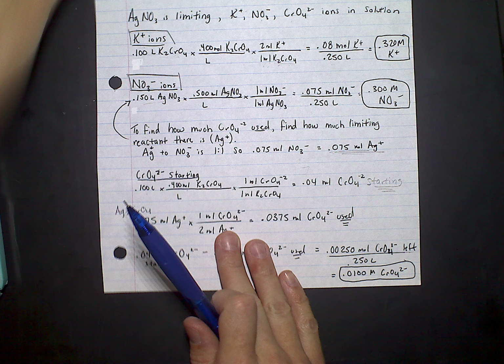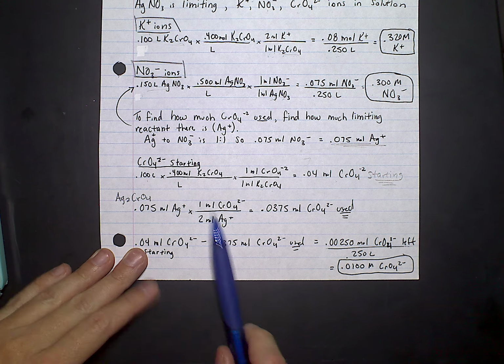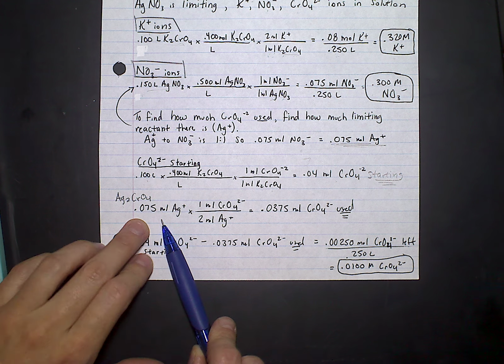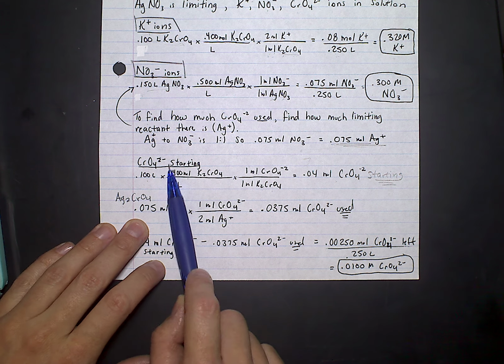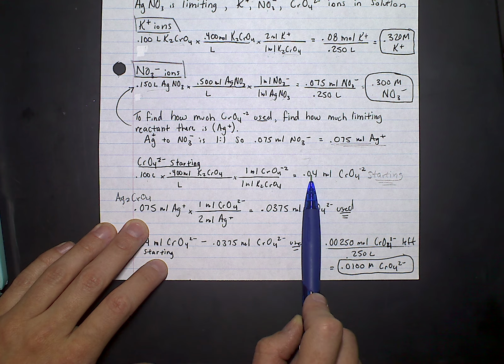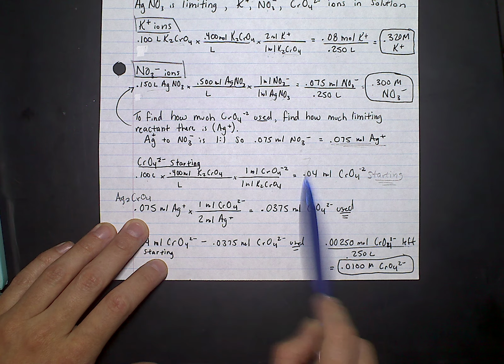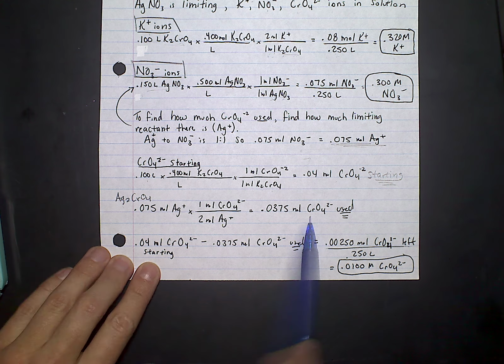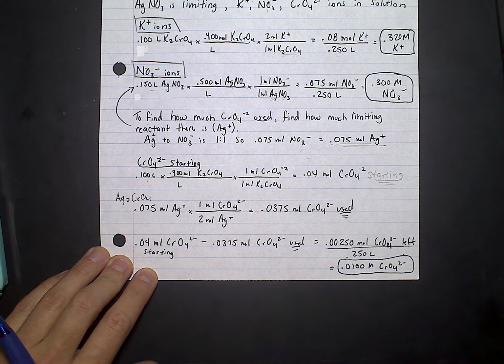So because it's controlling how much we're using of the CrO4, we have to know how much we're starting with of the silver. Okay? We also have to know how much of the CrO4 we have in the first place. Okay. So that's why we do this calculation right here. This is figuring out how much we have in the first place. This is figuring out how much we use to react with the silver. And then we did the starting minus the used.